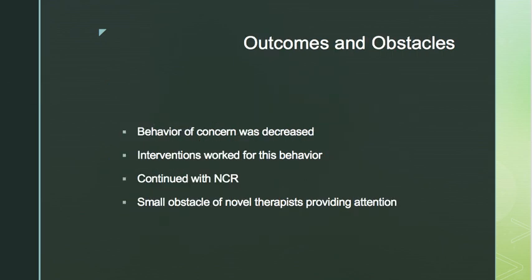So for outcomes and obstacles, the behavior of concern was decreased pretty much immediately, especially when we were blocking and not giving that verbal attention anymore of hey, not safe, don't touch. But then also the functional communication training, being able to say hey Lexi and things like that when he wants the attention. So the interventions worked for this behavior. We did continue with non-contingent reinforcement for this behavior, but also I had mentioned other behaviors as well. So we were using this pretty much constantly.